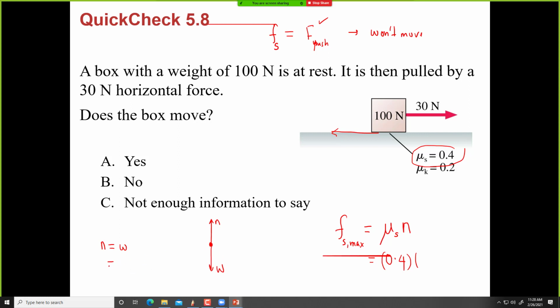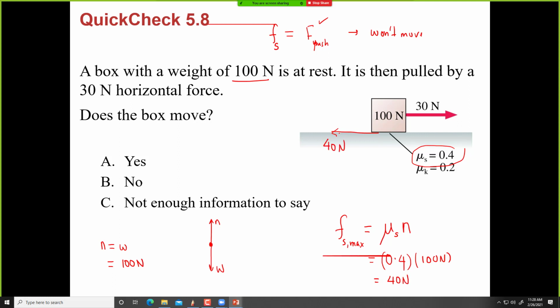So weight is mass times g, or in this case, it's 100 newtons. So that's 100 newtons normal force. So that's 40 Newton. So this is 40 Newton.